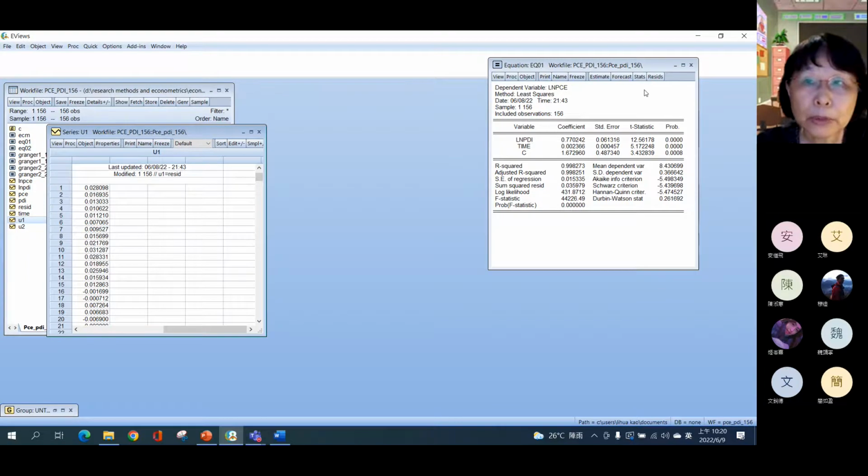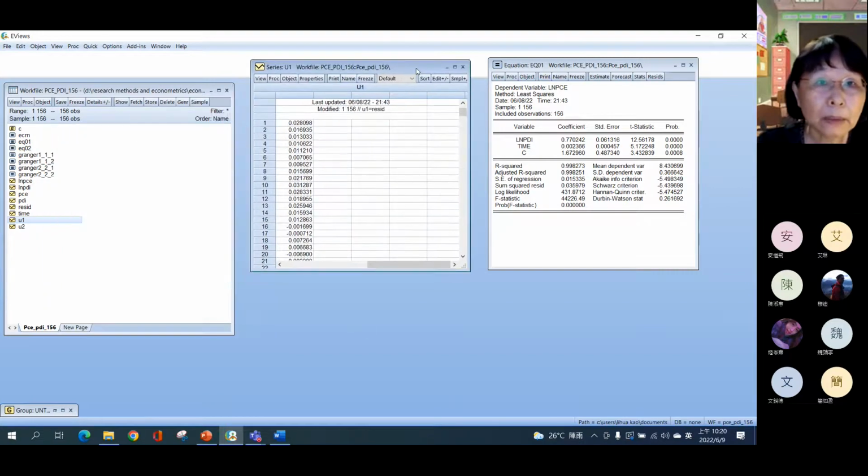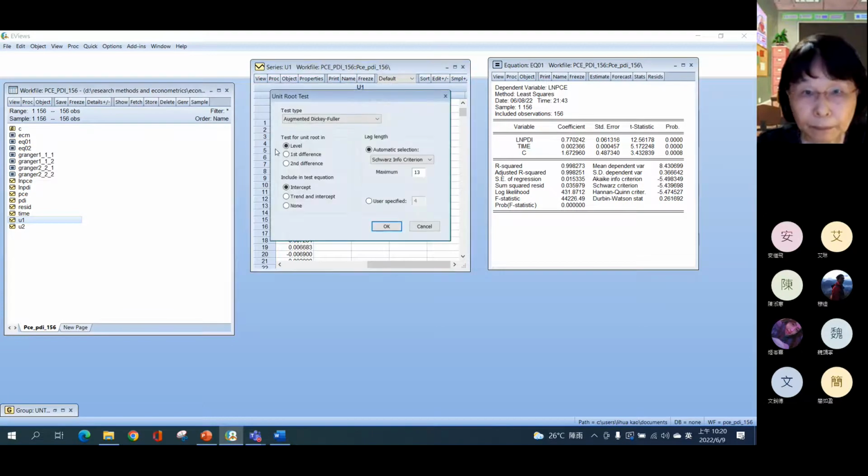Okay, this is the residual from this regression. And let's do the Dickey-Fuller test based on the residuals, to see if they're stationary. All right? Okay, so let's do it. Unit root test. Since we already got rid of the trend from the original one.